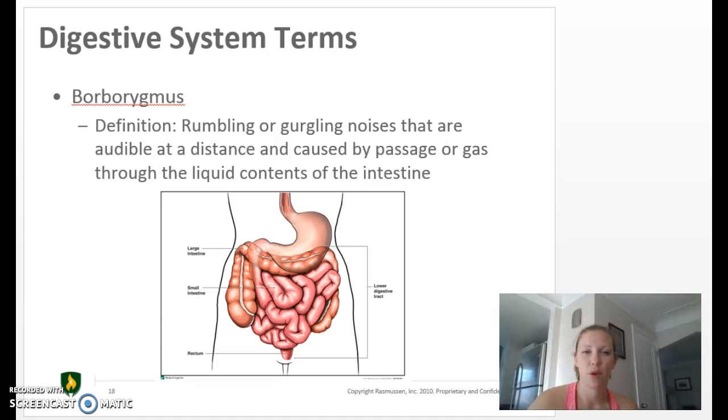One of my favorite words, borborygmus. Borborygmus is going to be your key word this week. So that rumbling you feel when you feel hungry, it's called borborygmus. It's just a fancy word for that.